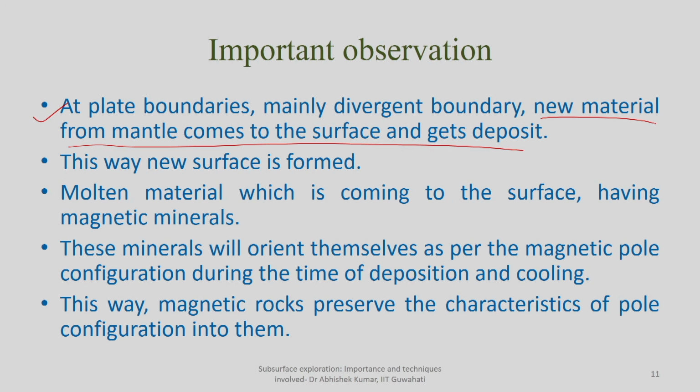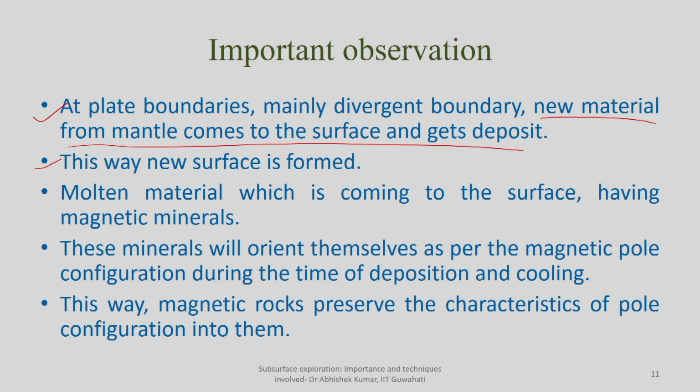As far as the volcanoes are active, material is coming onto the surface, it is getting deposited, it is getting cooled. This way new surface is formed, at one place or maybe other places. So, this process is happening all across the globe wherever volcanoes are particularly active. Then you have molten material coming onto the surface having magnetic minerals. The minerals which are attracted towards magnetic north and south poles are also contained in these rocks or molten material coming onto the surface.